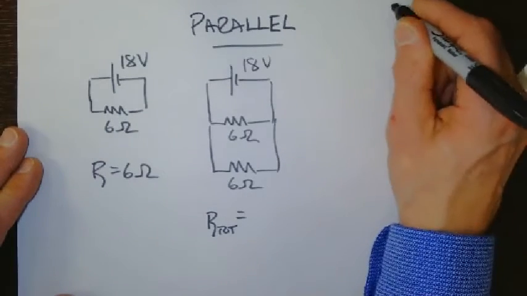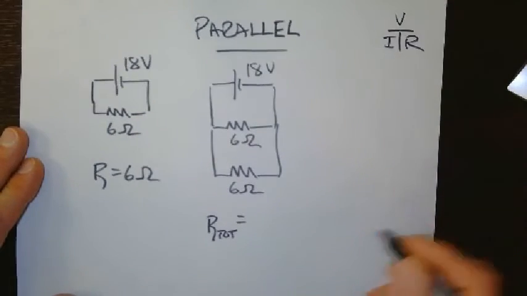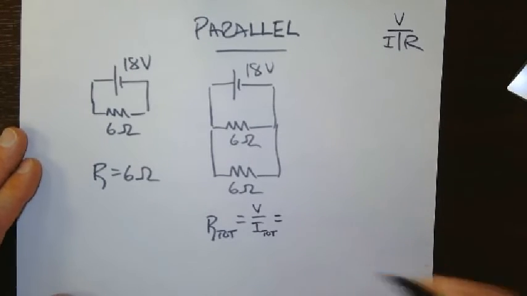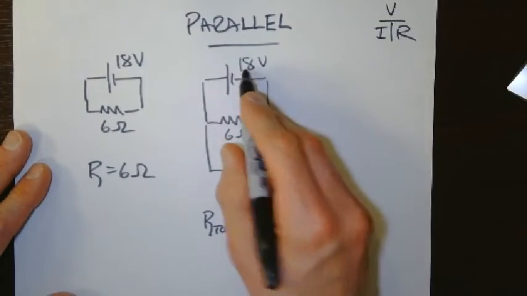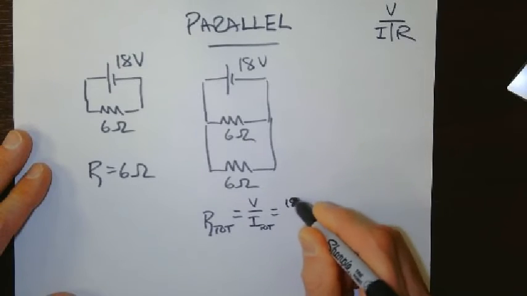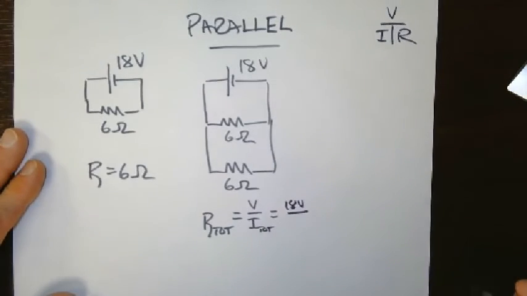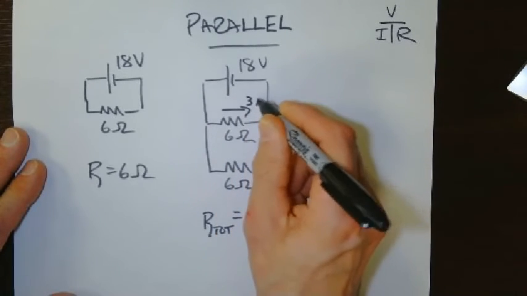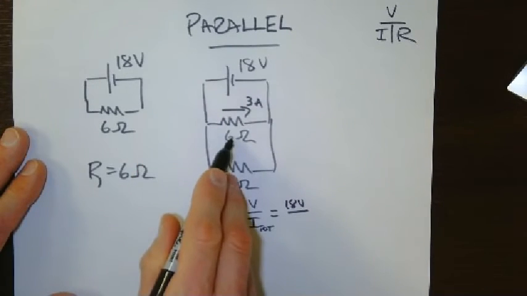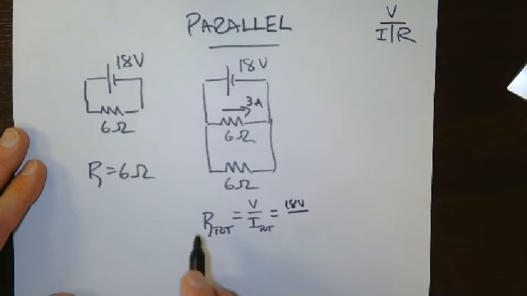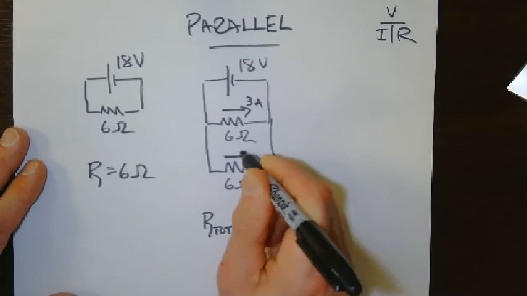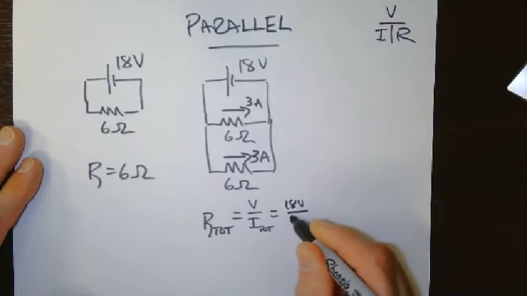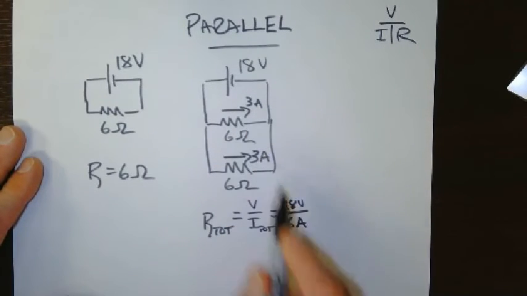Ohm's law says that resistance is equal to voltage divided by current total. I'm going to do this math pretty quick. My voltage is 18 volts, and my current through this resistor is going to be 3 amps. 18 divided by 6 is 3 amps. And my current through the other resistor is also 3 amps. And so my total current here is 6 amps. 3 plus 3 gives me 6.